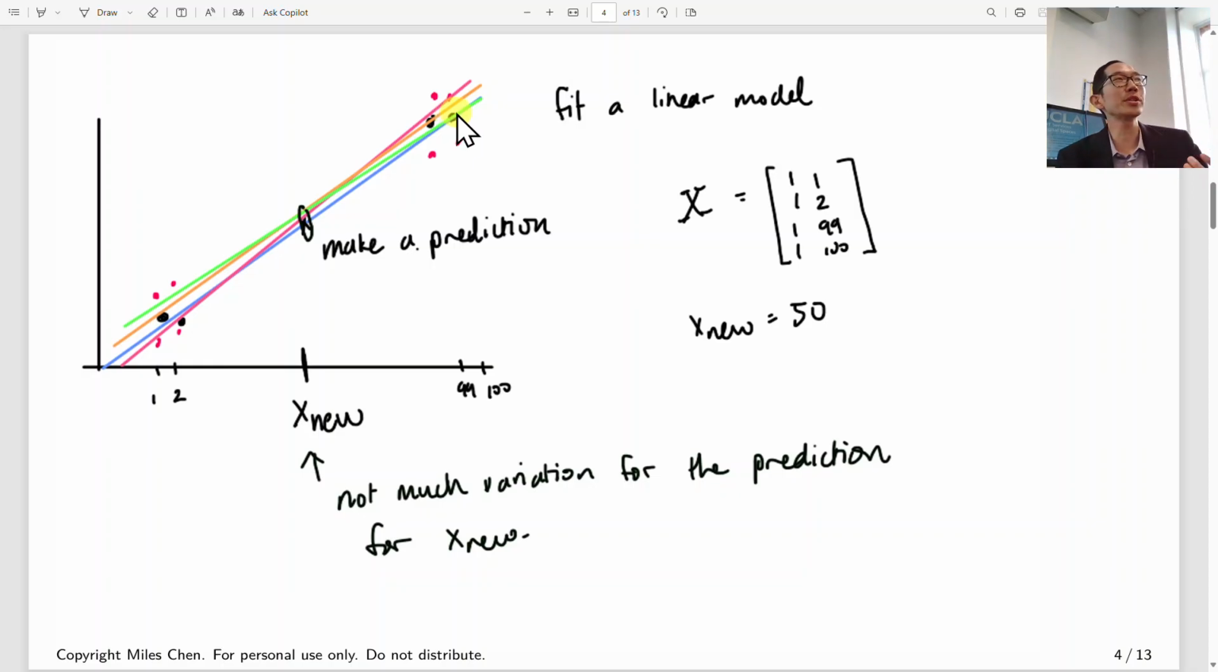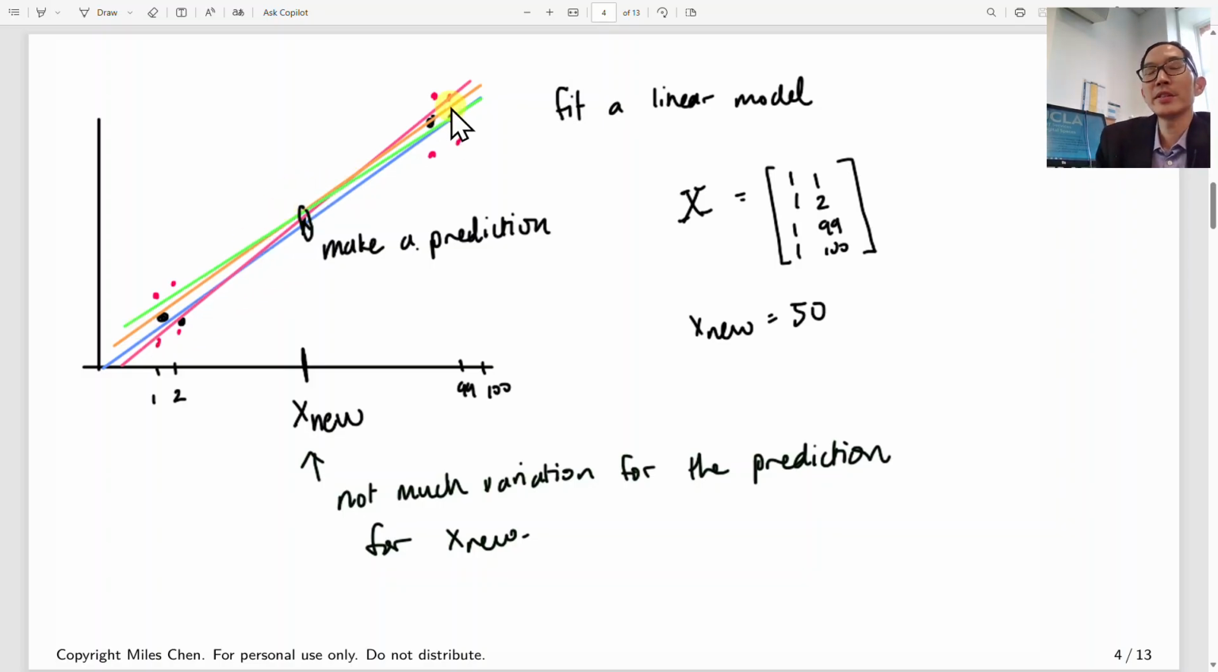And so again, the question is, if I take a random sample and you take a random sample, and we both agree, we're going to take a measurement where x is 1 and x is 2 and x is 99 and x is 100. I get my measurement at x is 1, you get a measurement at x is 1, I get a measurement at x is 2, you get a measurement at x is 2. And our values are going to be different. I fit my linear regression line and you fit your linear regression line.